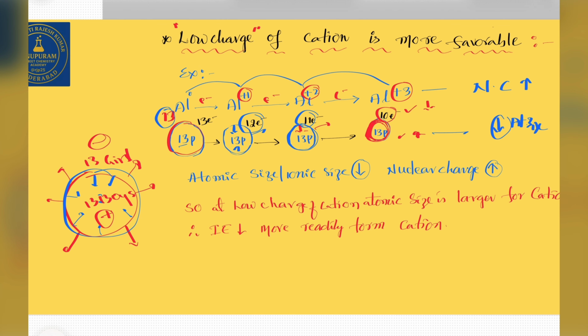When atomic size decreases, more energy is required to remove an electron. So which is the favorable condition? Large atomic size is the favorable condition. From aluminum we can remove an electron easily, but not from Al plus 3, because it has a small size and is also more stable. So all of you concentrate here.